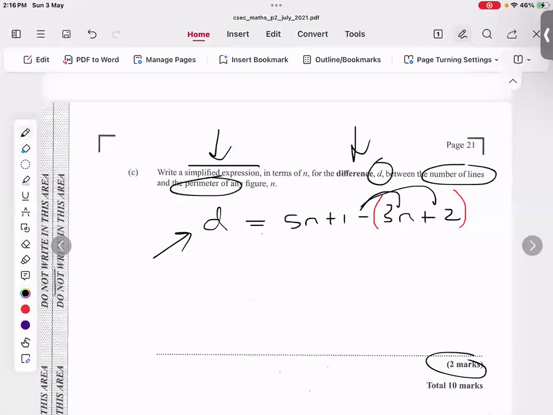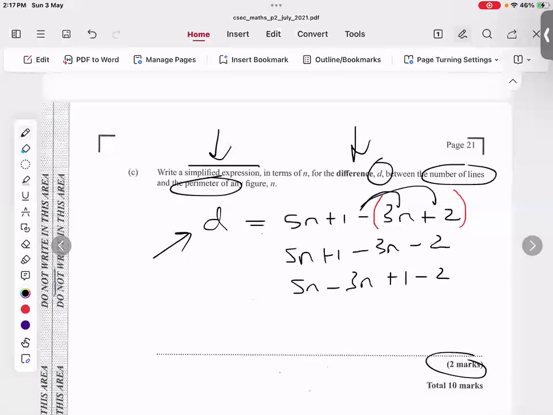So you're sure we have to put the bracket? Yes, you have to put the bracket. Because if you don't, the negative here affects everything on the inside. So you're going to end up with 5n plus 1 minus 3n minus 2. So you end up with 5n minus 3n plus 1. And as much as you put plus 2, I said, I just left that alone, sir.